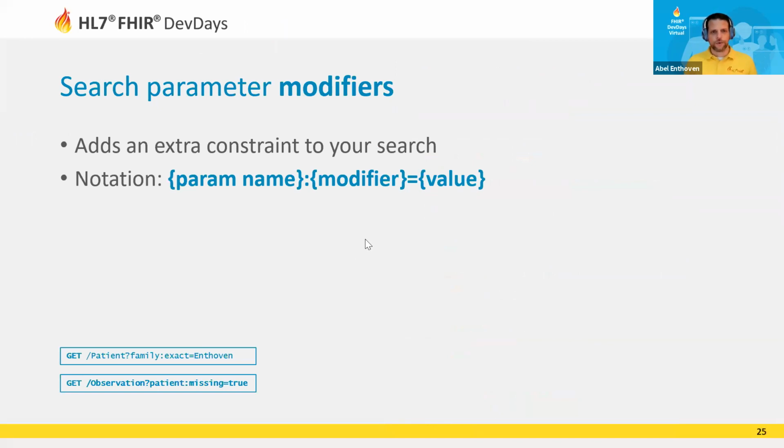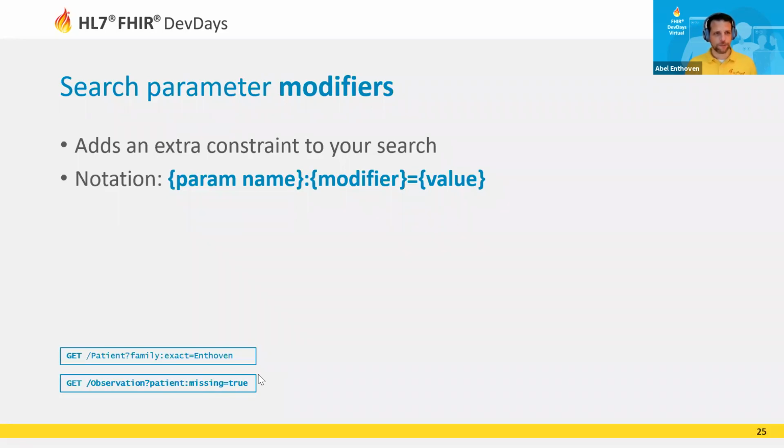Okay, and then there's also search parameter modifiers. As you saw before, I just said name is Aretha, but you can also constrain it a little bit more. You can also, in this case, say patient.family:exact is Enthoven. So you can do an exact match, because a lot of servers allow, for example, if you do name, then they allow Enthoven without a capital E. But if you do exact, then you would get only Enthovens with the capital E.